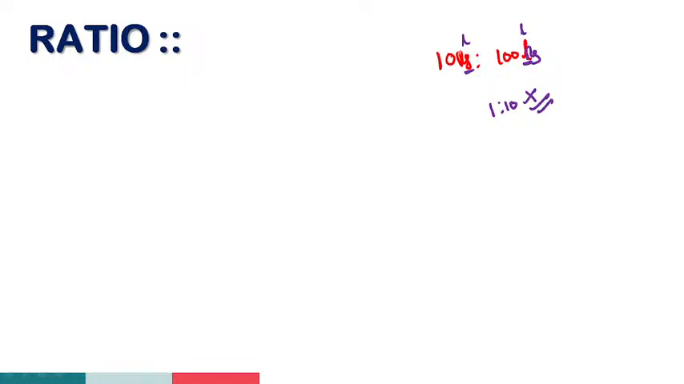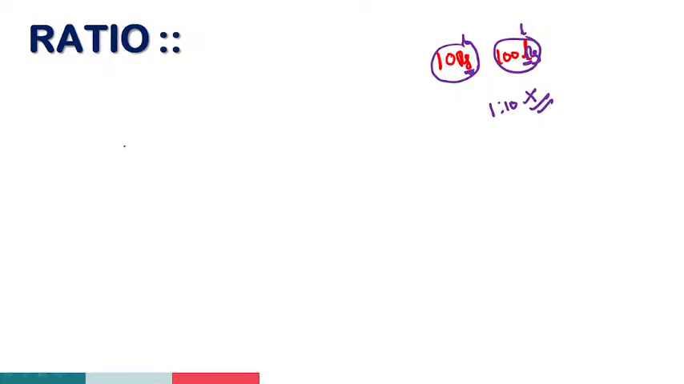Ratio means similarity, right? Two quantities, guys. 10 rupees is one quantity, 100 rupees is another quantity. So ratio means comparing similar terms in simplest form. What is the meaning of ratio, guys? Ratio means comparing similar terms in simplest form. Otherwise, two quantities of the same units is called the ratio.